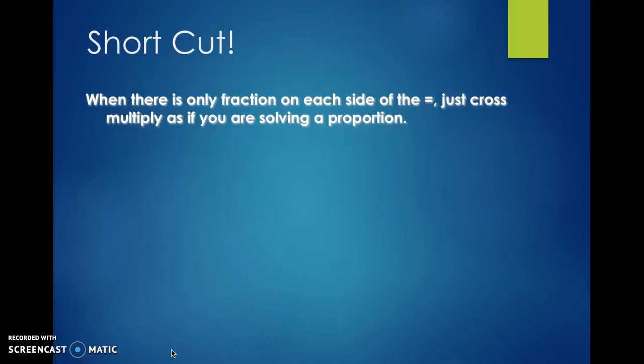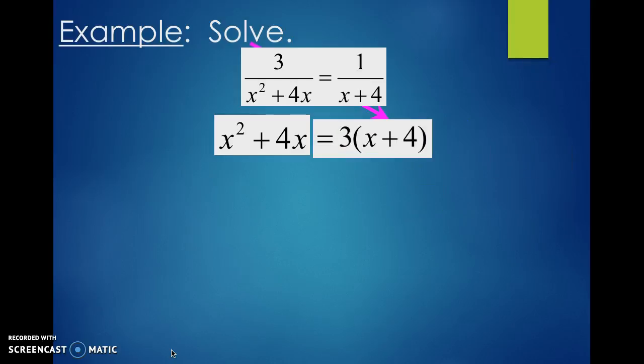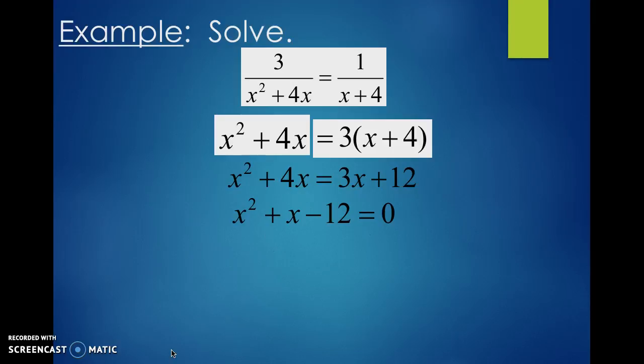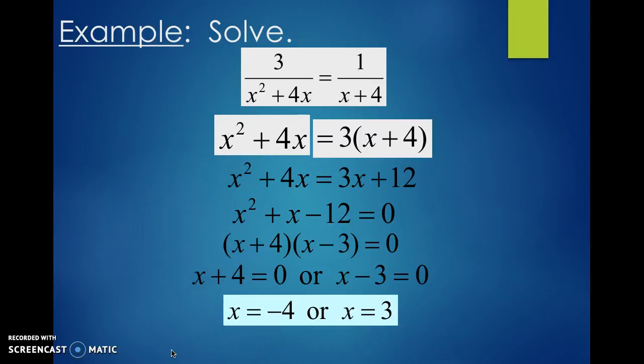When there's only fractions on each side of the equal sign, you can just cross multiply as if you were solving a proportion. So here we can multiply 1 times x squared plus 4x and 3 times x plus 4 and set them equal to each other. Distribute, set equal to 0, factor negative 12, what multiplies to negative 12 and adds to 1, that's 4 and negative 3, so (x plus 4)(x minus 3). Set each of those equal to 0 and then solve.